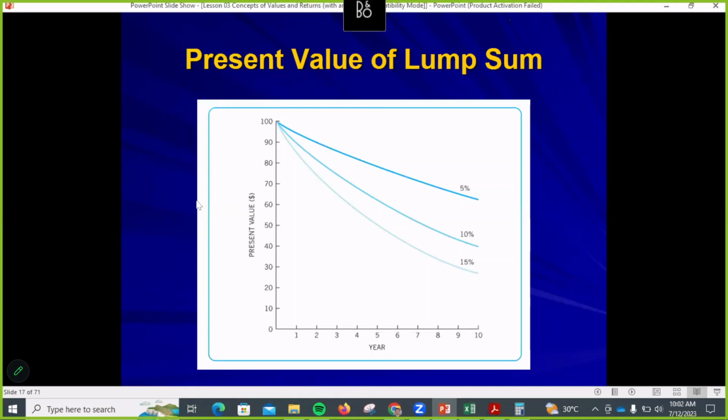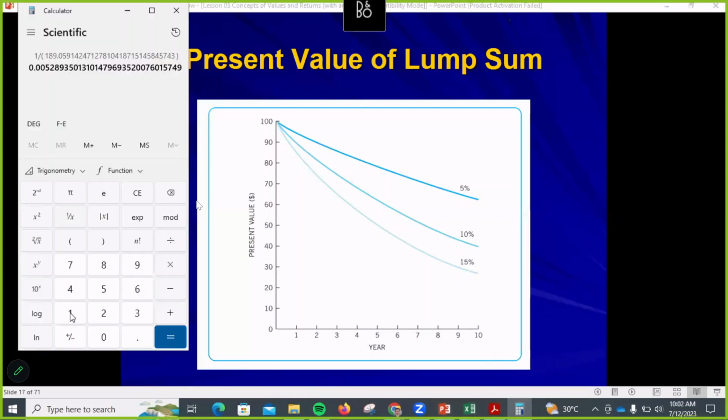You can buy things worth 65 rupees. 65 rupees value. That's the thing. So what will happen after 10 years? 5% interest rate.